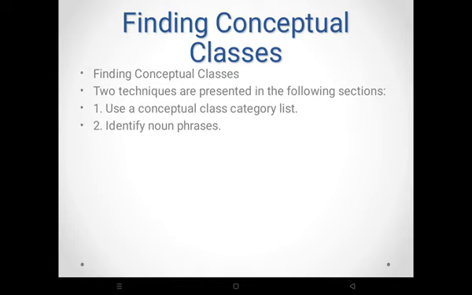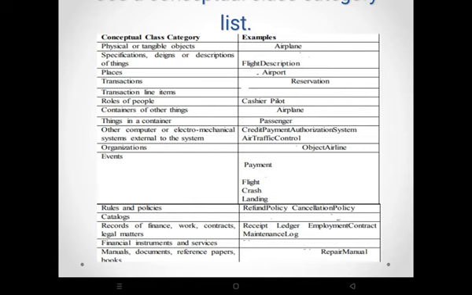The second technique: use noun phrases to identify the conceptual classes. Now we discuss one by one. First, we are going to find the conceptual classes with the help of the category list. Okay, so this is the conceptual class category list. I have taken one example, an airplane. Airplane is the example for a category list concept.